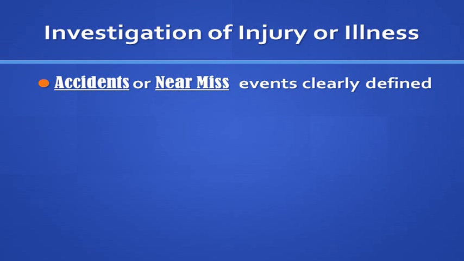A near miss is defined as an incident where no property was damaged and no personal injury was sustained, but had there been a slight shift in time or position, damage or injury could have easily occurred.